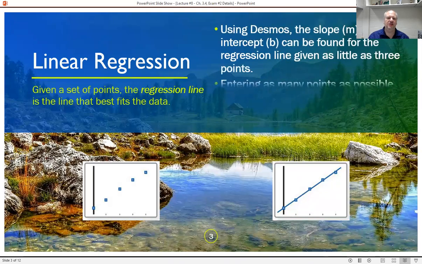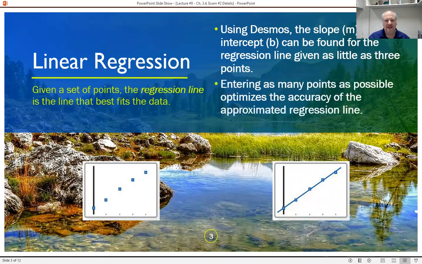So what we're going to do is use Desmos. When we use Desmos, all we do is simply enter all the data, all the XY points, into Desmos, and I'll show you just how to do that. After you're done, you type in a certain specific command, and then it will spit out what the slope and intercept should be for the regression line.